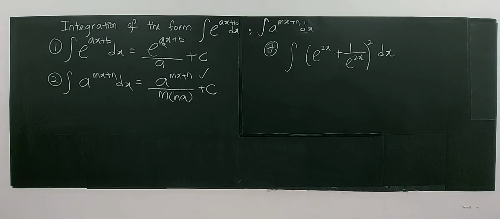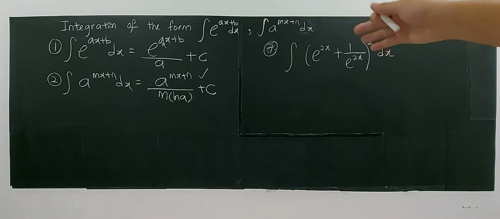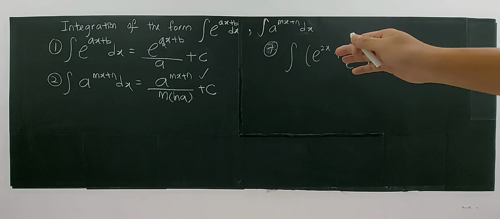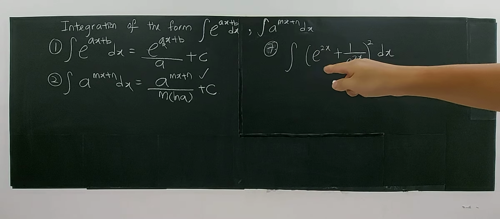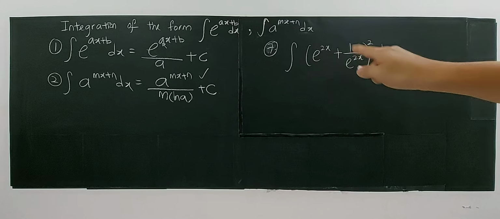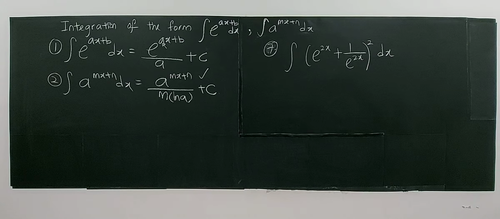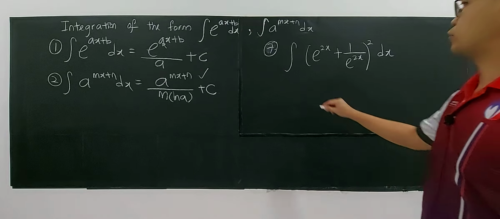It's another example where you have to integrate this. You cannot integrate this directly, you cannot just integrate e^(2x) and divide by 2 here. Why? Because there is a power of 2 here, right? You have to expand the power of 2 first. So you have to expand it.